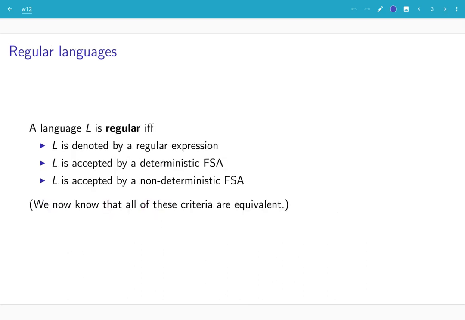So, regular languages. We're going to define a language as regular if any of the following are true: if there is a regular expression that captures L, or a deterministic finite state automaton that captures the language, or a non-deterministic finite state automaton. And we know, based on the results that we saw last week, that all three of these statements are equivalent. So we know that if there's a regular expression, we can also make a DFSA. If we have a DFSA, we can make an NFSA. We can switch between any of these three representations.